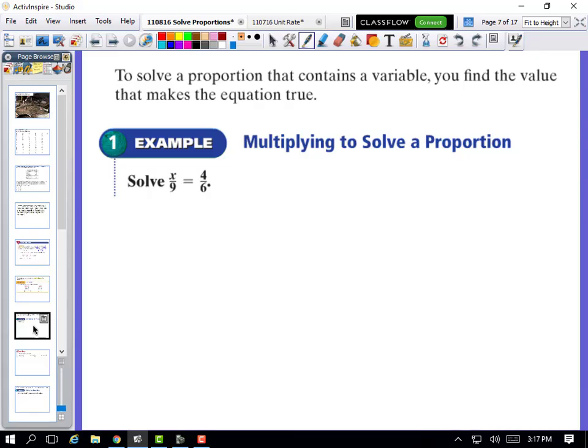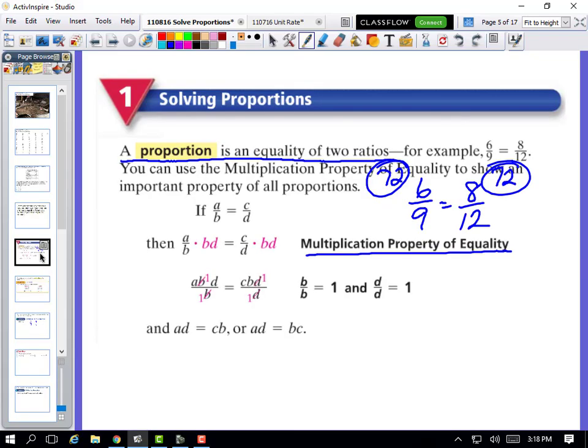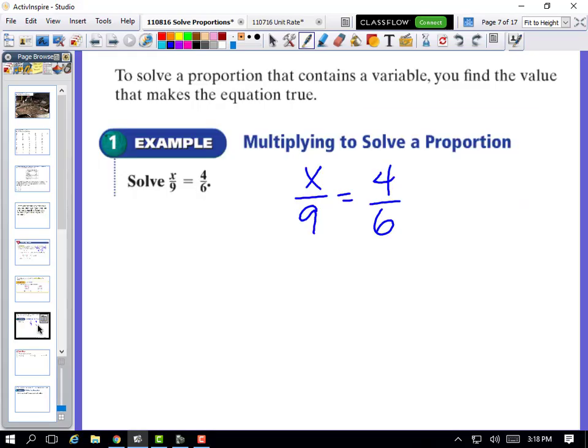So our proportion here is x over 9 is equal to 4 over 6. Well, the one thing that's different in this one is the fact that I don't know one of my pieces. And your job is to solve that, to find that. In the proportion that we had here, we had all the pieces and we knew that they were equal. Well, if I know that this is a proportion, that these two ratios are equal, I can use cross products to find our missing part.